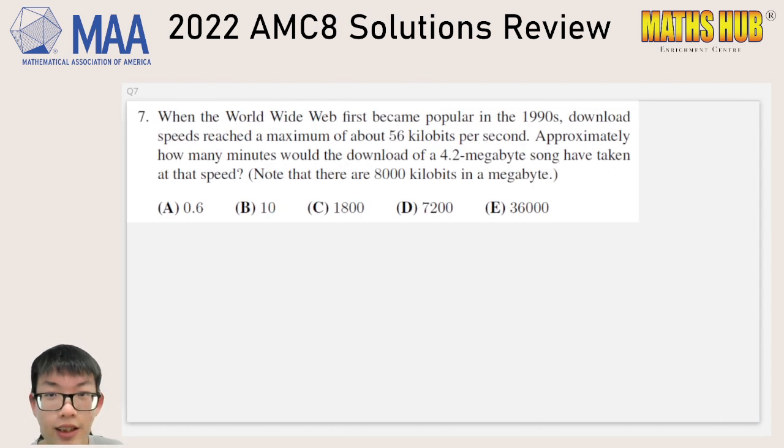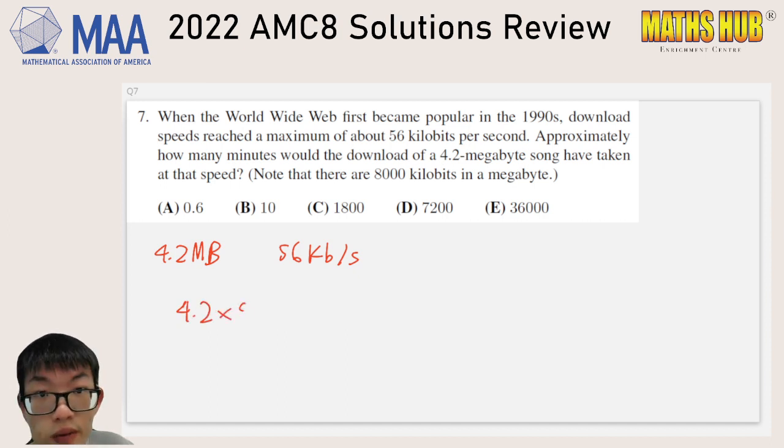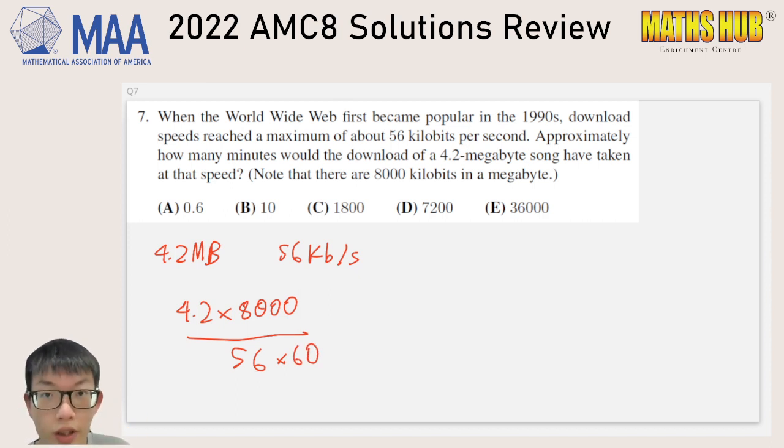Question 7. When the World Wide Web first became popular, the speeds were at a maximum of 56 kilobits per second. How long will it take for you to download a 4.2 megabyte song? 4.2 megabytes has 1 megabyte with 8,000 kilobits. So it's 4.2 times 8,000 divided by 56 is the number of seconds, and then you divide further by 60 because they are asking you for minutes.